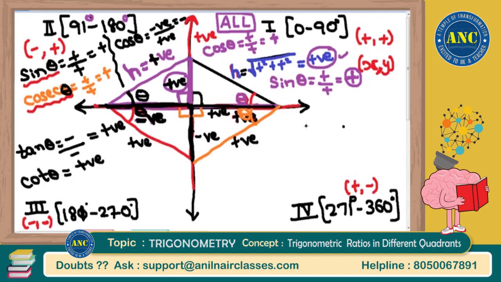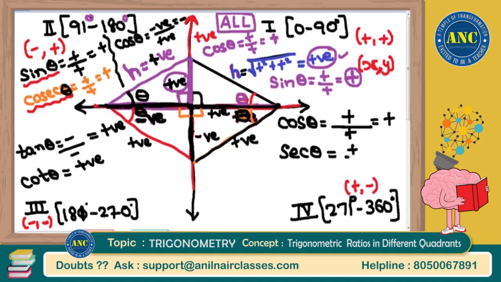Same logic, sir. If I apply cos theta, the definition of cos theta is adjacent by hypotenuse. Adjacent to this angle theta is the x-axis, which is positive. Hypotenuse is again positive. Hypotenuse will always be positive. Positive by positive is positive. Cos theta is positive. The reciprocal of cos is secant. Secant theta also will definitely give you plus by plus, which is positive.